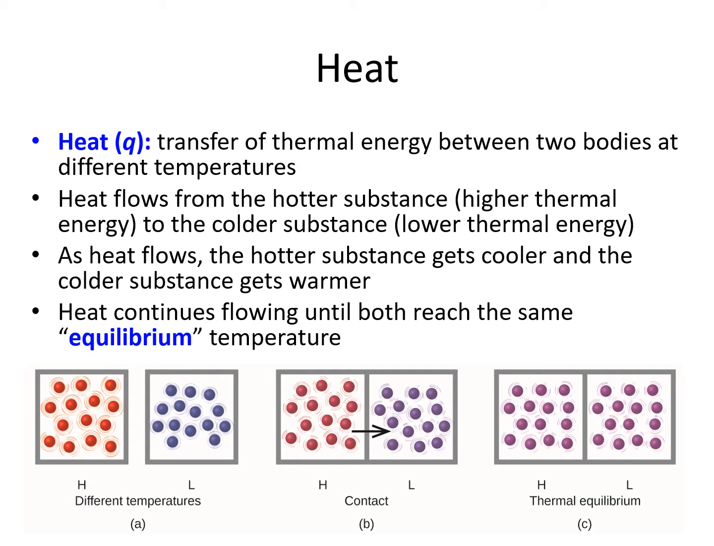And the heat continues to flow until they both reach the same temperature as each other, which we call the equilibrium temperature. Now, heat can still flow in between the two substances, but it's going to sort of flow back and forth at the same rate, if you will. So there's no net change in heat once it reaches that equilibrium temperature.